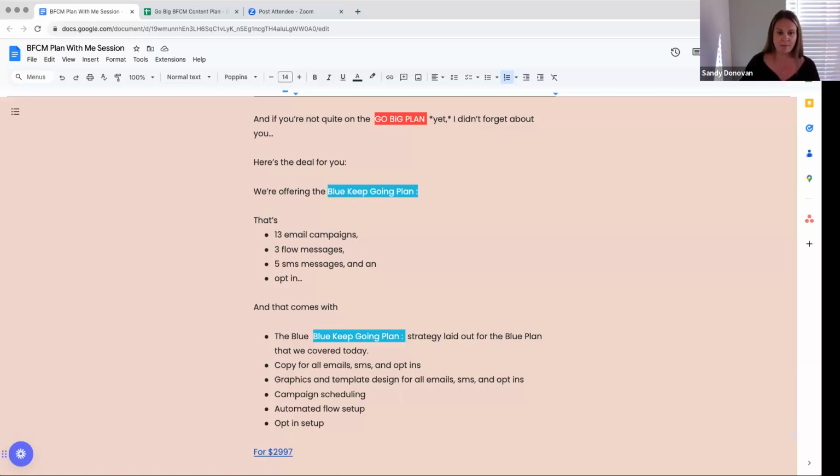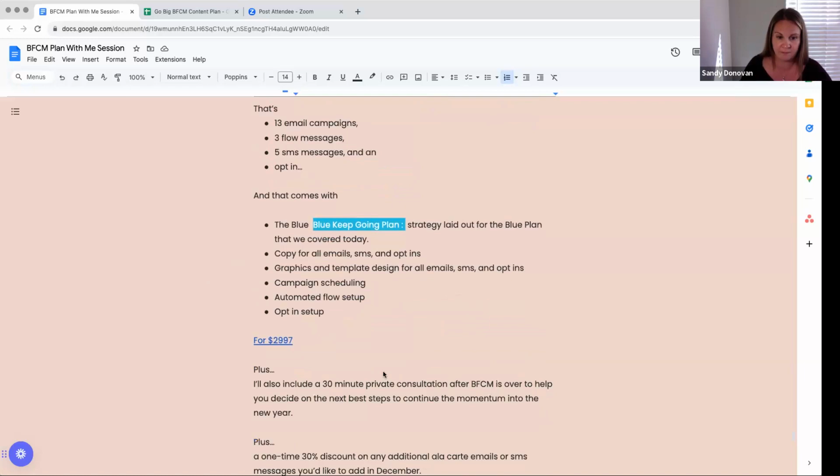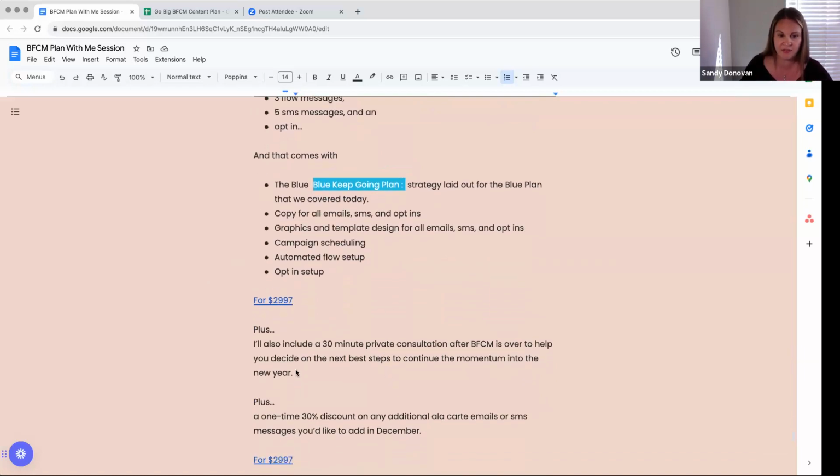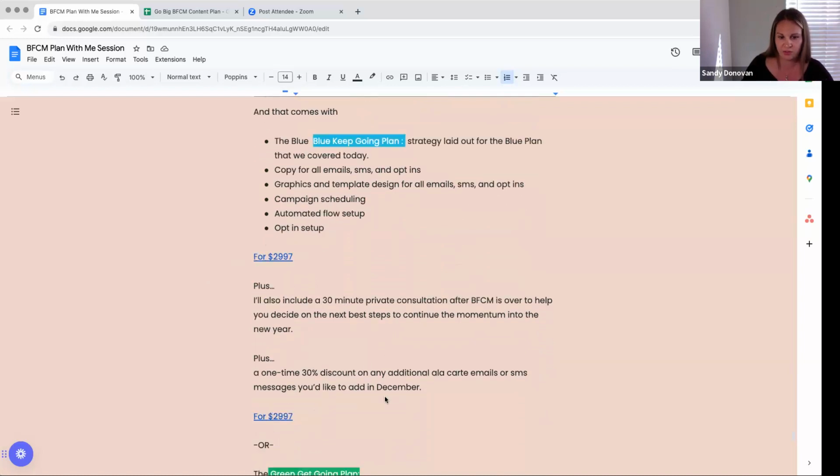This is the plan I recommend for most stores who have a proven product, who have traffic, who have a little bit of a list size, and who are really ready to capitalize on Black Friday. Anyone who joins that plan in the next few days, up until Wednesday, is also going to get a 30-minute private consultation and also the 30% discount.